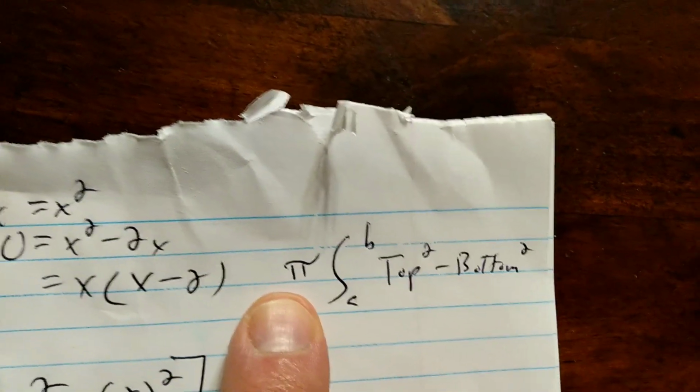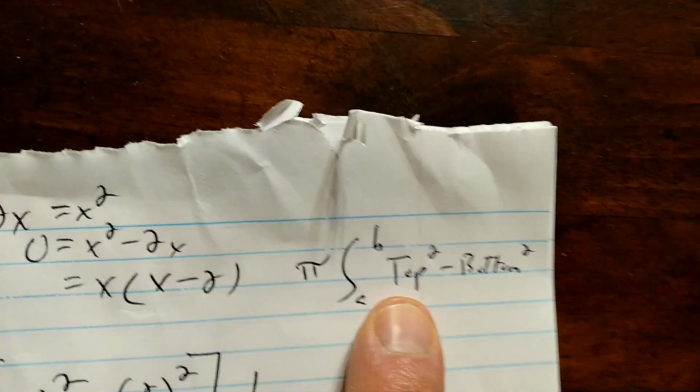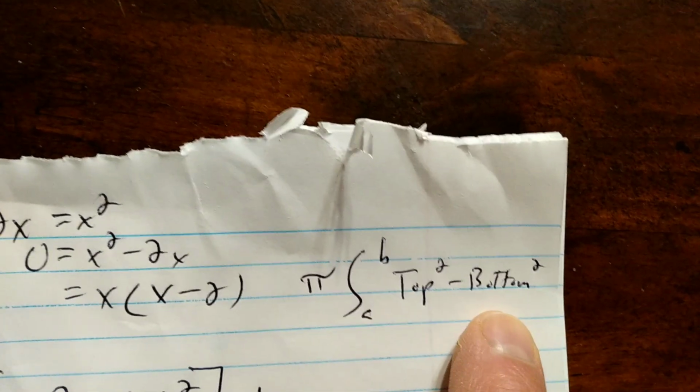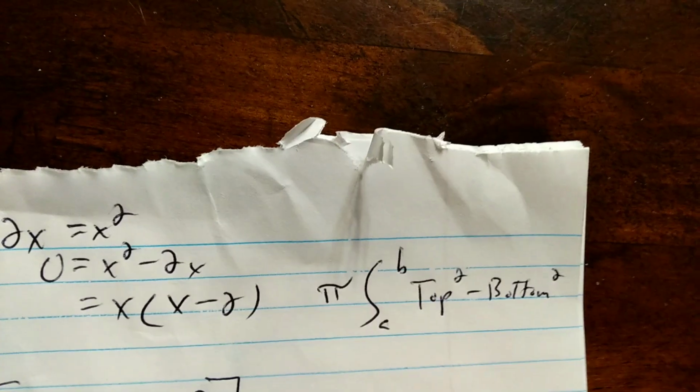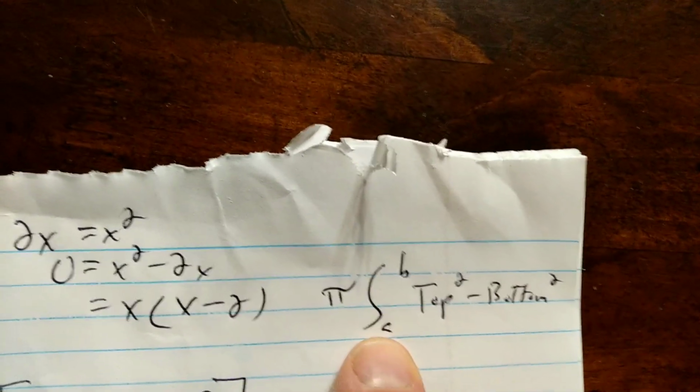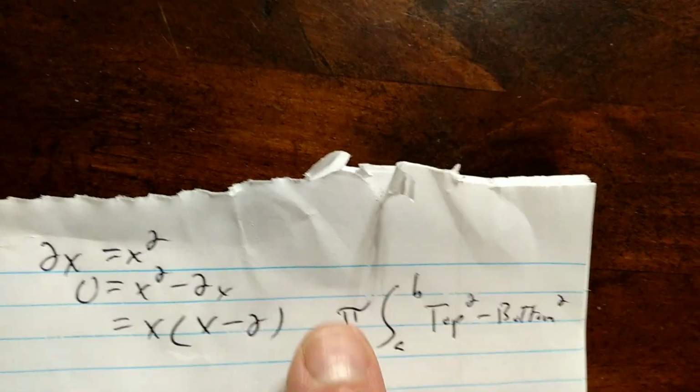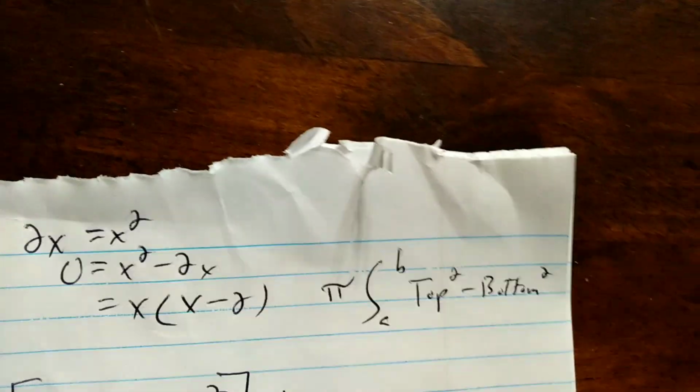So here's the pi and the pi r squared. Radius squared. This is the bigger radius. This is the smaller radius. That's why it's top squared minus bottom squared. And then the integration is like your height, your h. So pi r squared h. That's the way I think of it.